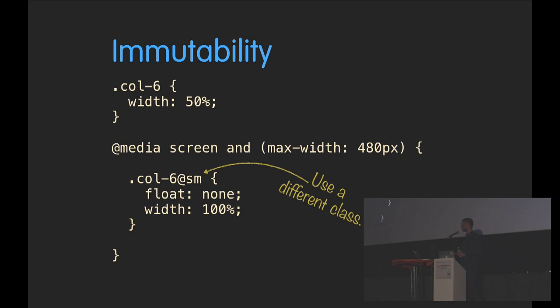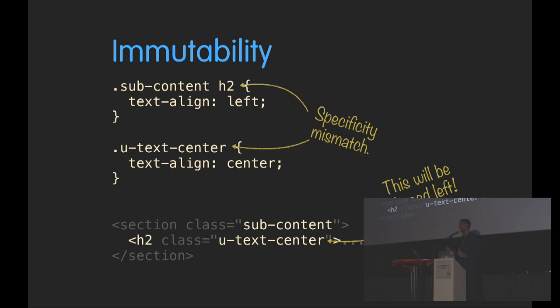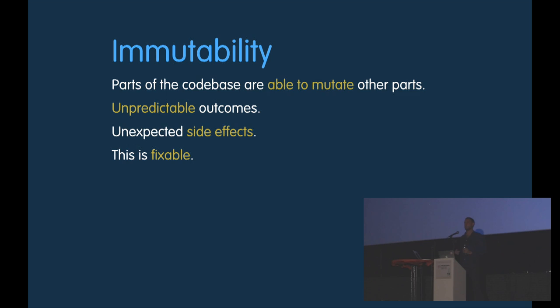Another example: .subcontent h2 and .text-center, these two selectors here, and this bit of HTML. Now, if you look at this, you may have noticed there's a problem. We've actually got a specificity mismatch. The selector .subcontent h2 has a higher specificity than .text-center, which means that the h2 in the HTML is actually text-align left. So despite being explicitly told to be text-align center, this renders completely differently. This, again, is a mutation. This is a troublesome, pesky bit of CSS. Because CSS operates in a global namespace, completely unrelated parts of the project can modify each other. Mutation can happen all across your project because of this global namespace. It gives us unpredictable outcomes, unexpected side effects. I would not expect a class of text-center to render something text-align left.